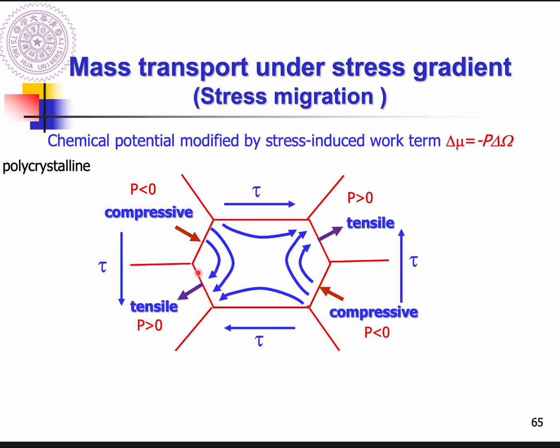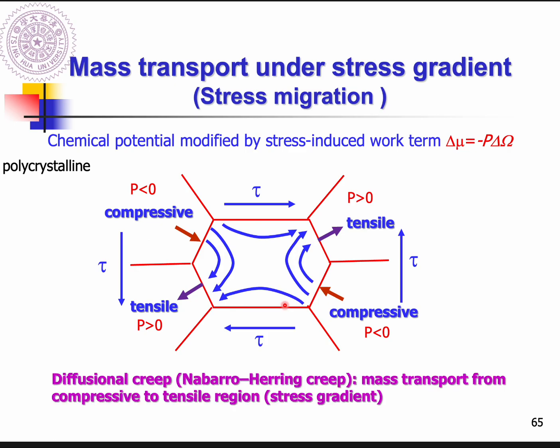So you can expect this edge is going to move from this side, and this edge will be moved to the other. So the geometry of this grain will be changed during mass transport on the stress gradient. And this is a very famous phenomenon we call diffusion creep. This mass transport is due to the stress gradient from the compressive to the tensile region inside your materials.